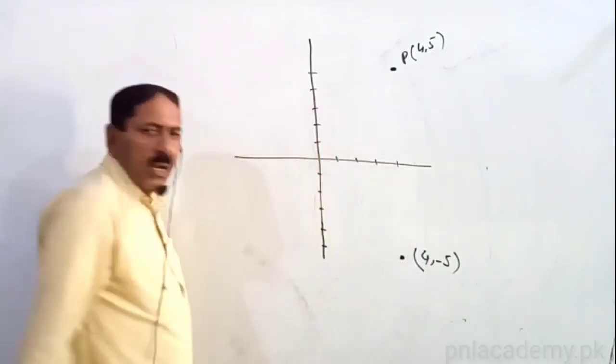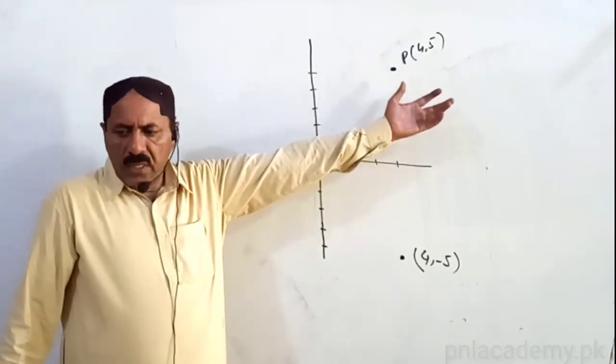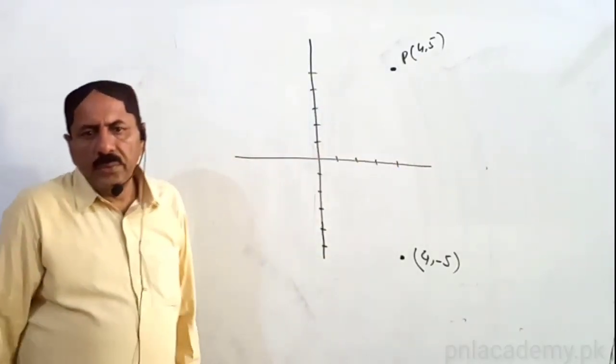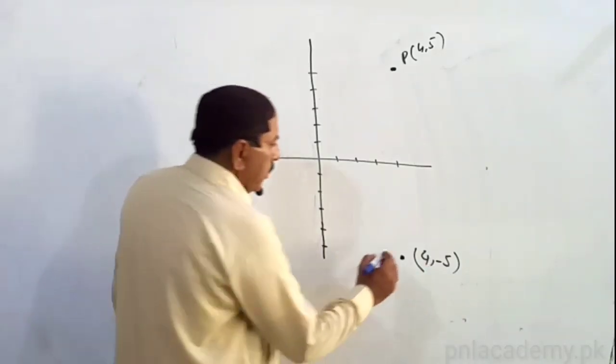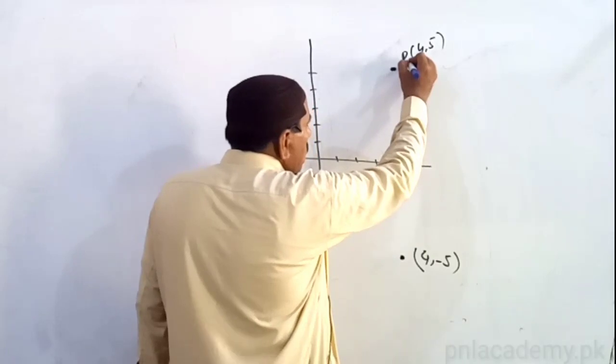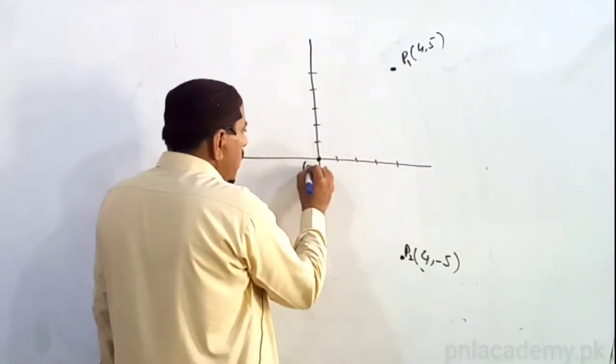Here P is (4, -5). Here the point's location is (4, 5). Here (4, -5). Suppose this is P1, this is P2, and this is the origin.